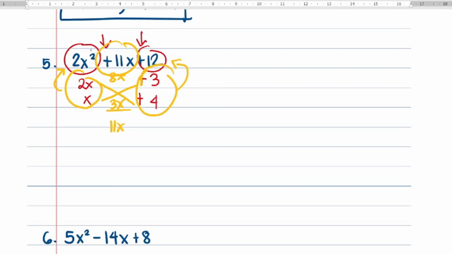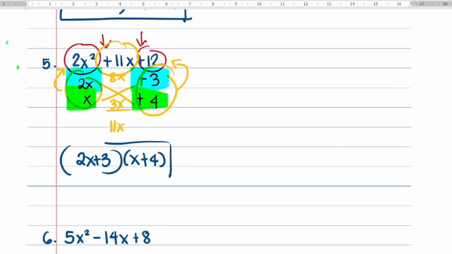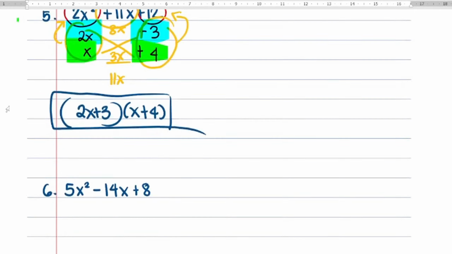So, copy the final answer horizontally. So, ang magpartner, si 2x o si positive 3. So, that's 2x plus 3. Then, sunod nga magpartner, si x o si positive 4. So, that would be x plus 4. And this is now our final answer. Okay? Now, let's proceed to number 6.